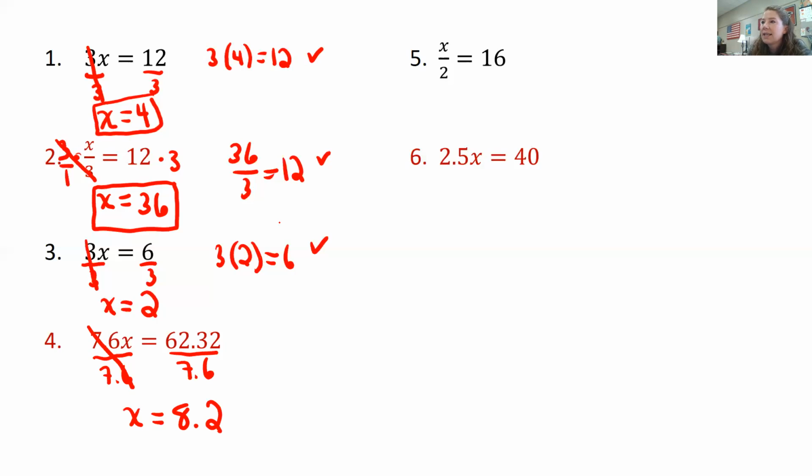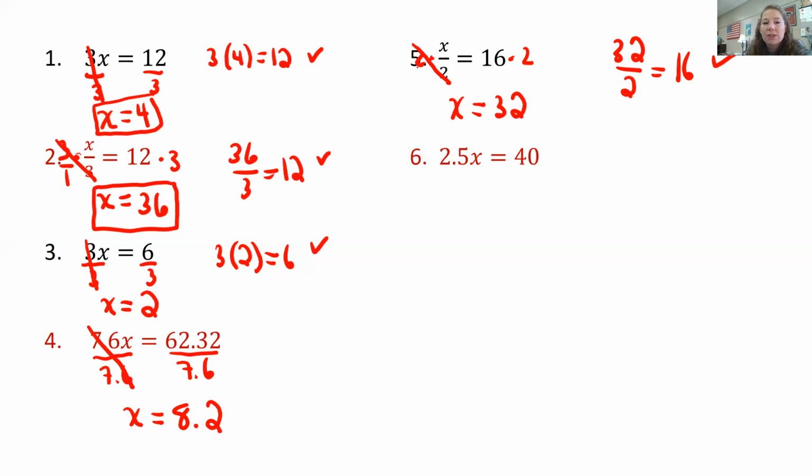All right. Look at number 5 up here. This says x divided by 2 equals 16. So what is the opposite of dividing by 2? The opposite is multiplying by 2. So I'm going to multiply both sides by 2. 2 divided by 2 is 1. I have x on the left side by itself, and 16 times 2 is 32. So then we can check it. Does 32 divided by 2 equal 16? Yes, it does.